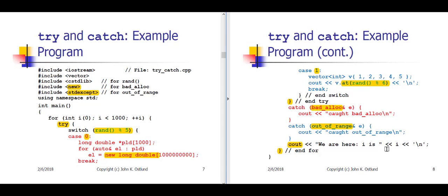So the for loop is going to run 1,000 times. We have two possible exceptions that can occur, namely a bad_alloc or an out_of_range. And because we have catch blocks set up for both of those, this program never crashes, but it probably will spew out these caught bad_alloc and caught out of range messages on a fairly regular basis.